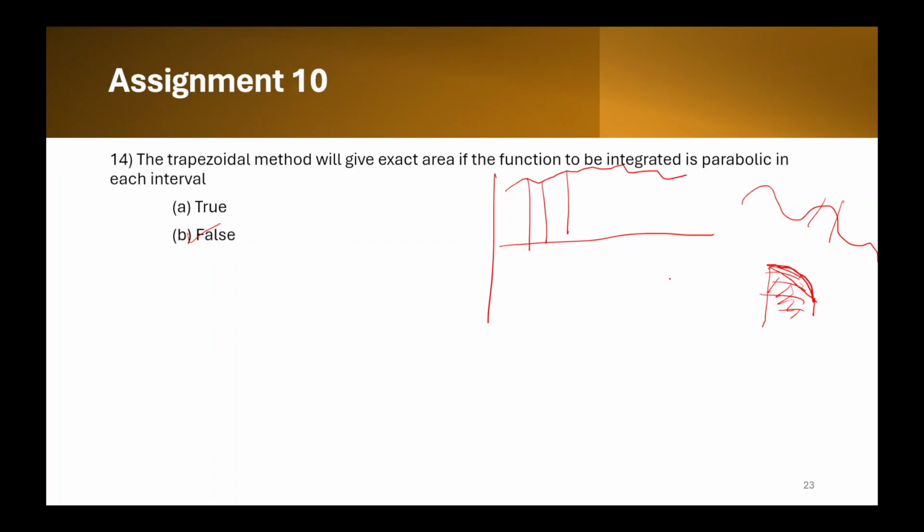So if all the intervals are linear, the curves in all the intervals are linear, then you'll get the exact answer. So this is a false statement. It should not be parabolic, it should be linear.